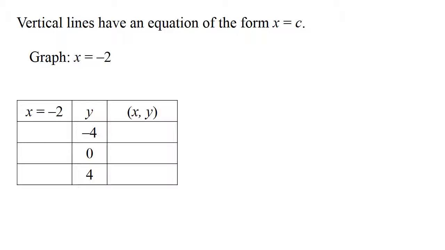So let's say y is negative 4. Then what is x? Well, the equation says x is negative 2. So my point is negative 2, negative 4. What if y is 0? Well, again, my equation says x equals negative 2. So I have a point at negative 2, 0. What if my y value is 4? Well, again, there's no y values to change to 4s. It's just x equals negative 2. So negative 2, 4 is a point.